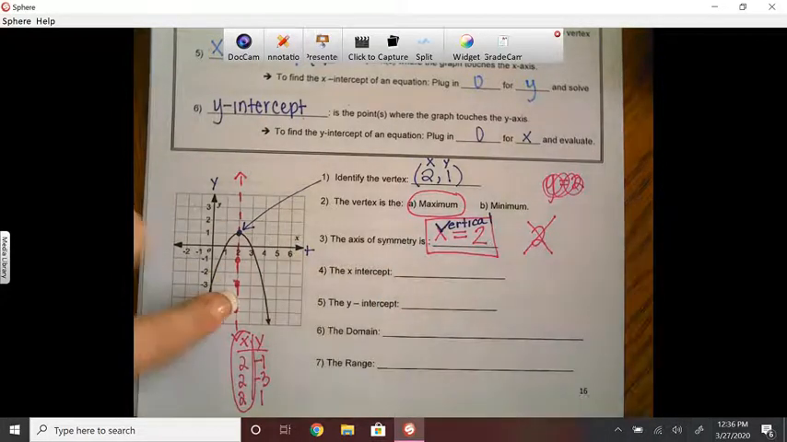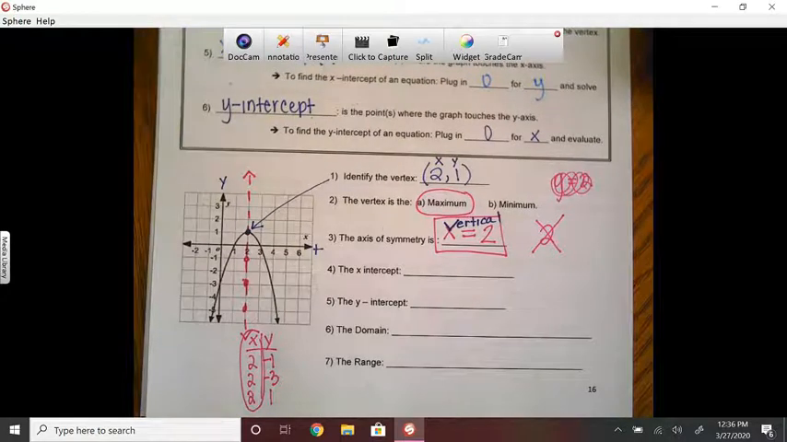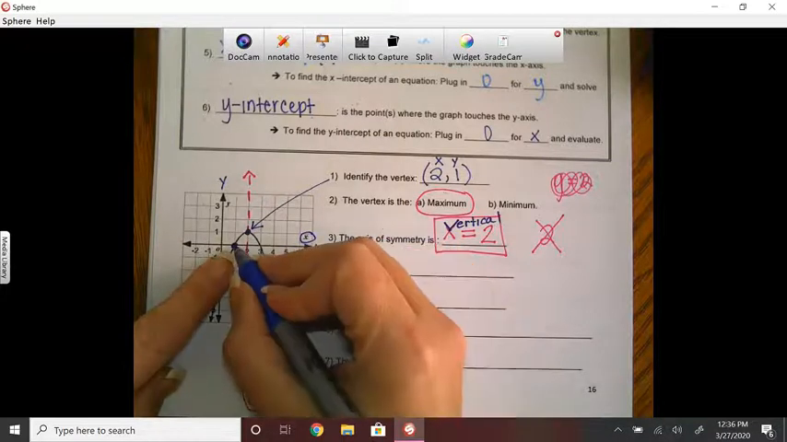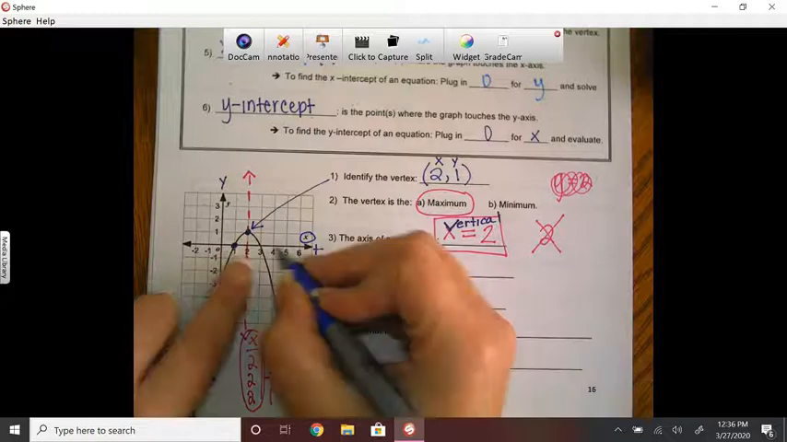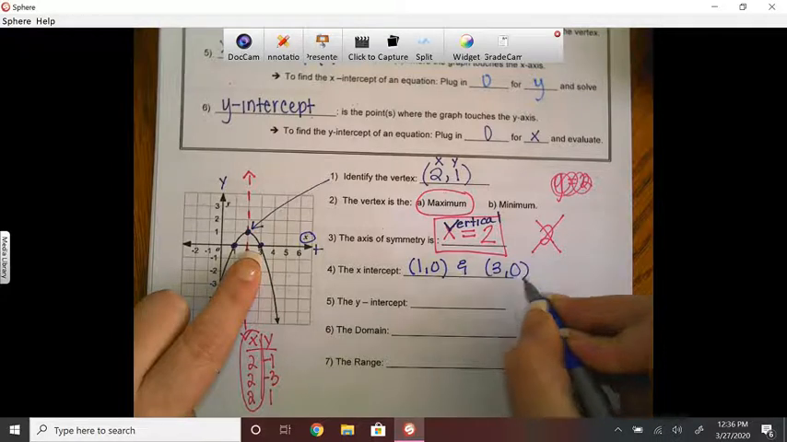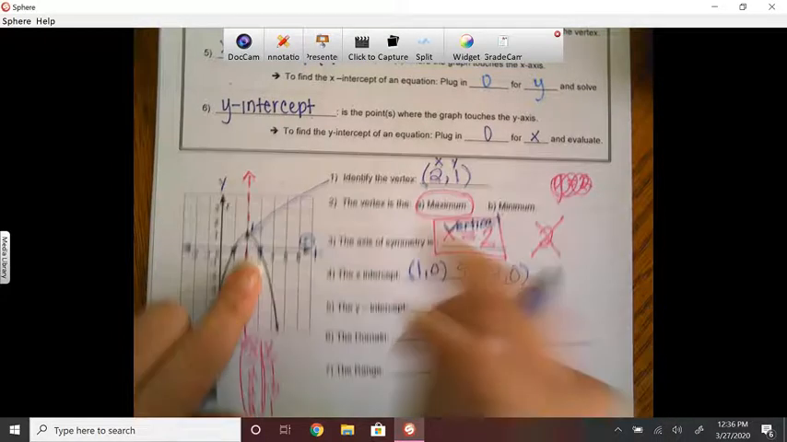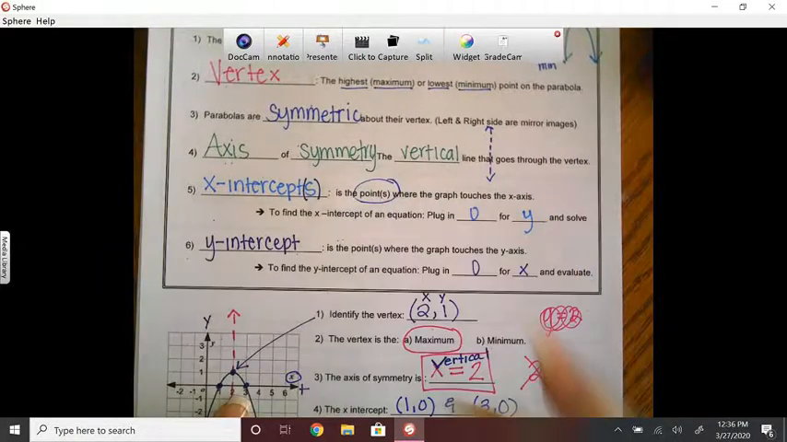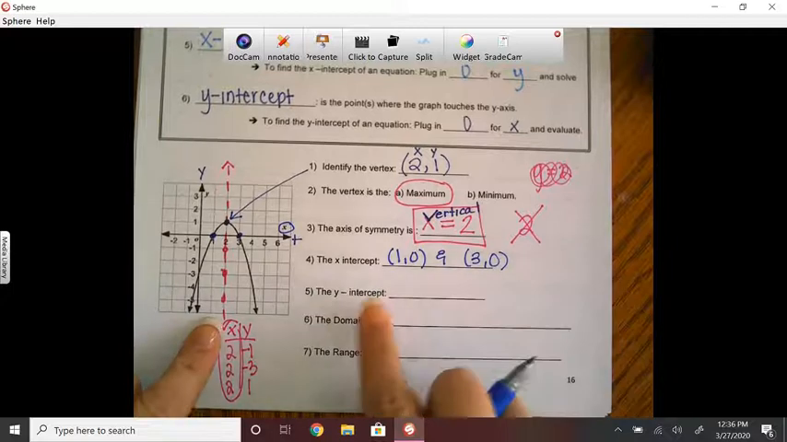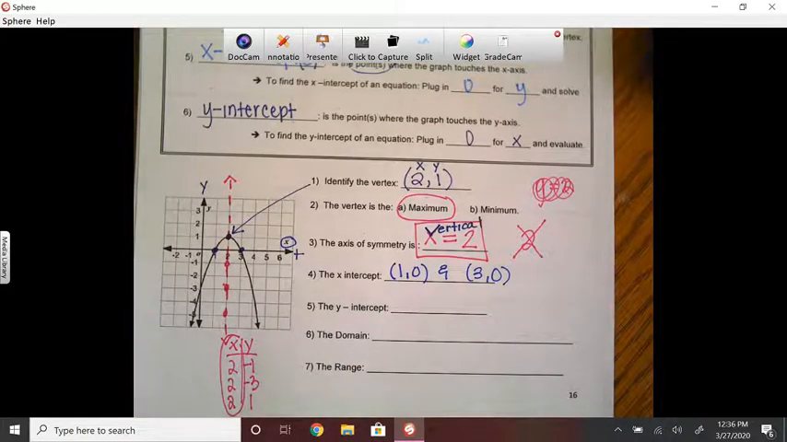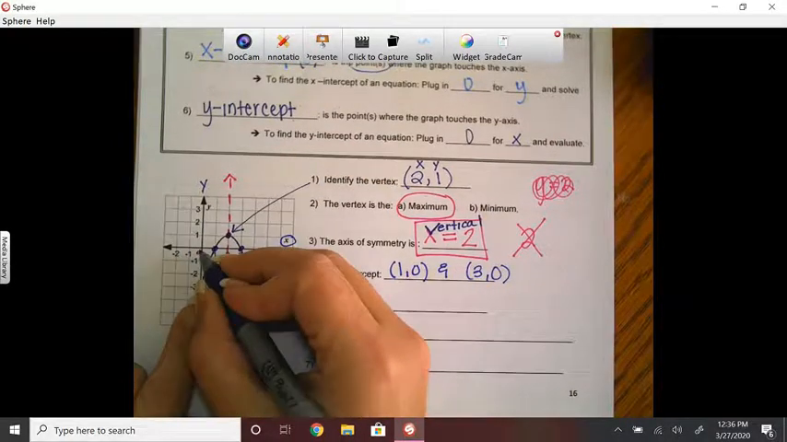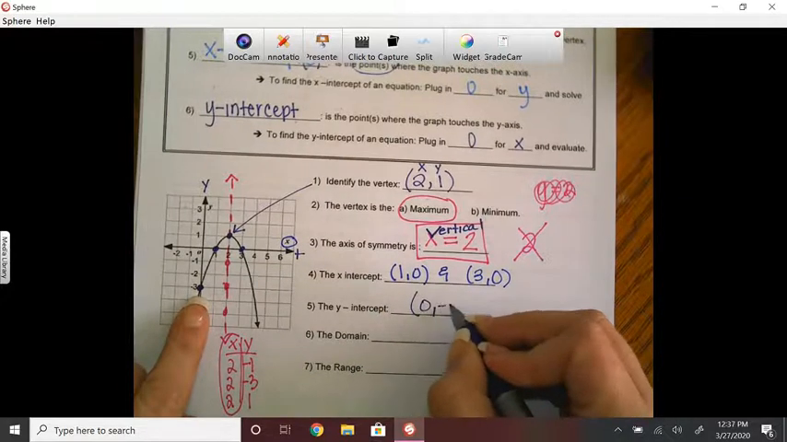Okay, the next word to review is x-intercept. So it looks like we have 2 here, because this is the x-axis. It crosses here at 1, 0. And it crosses here at 3, 0. So if you just write 1 and 3, that is wrong. An x-intercept is a point or points. So you need to write it as an ordered pair when you write your answer. All right, now the y-intercept is where the graph crosses the y-axis. So this is the y-axis. And the graph, the parabola, crosses right here at 0, -3.